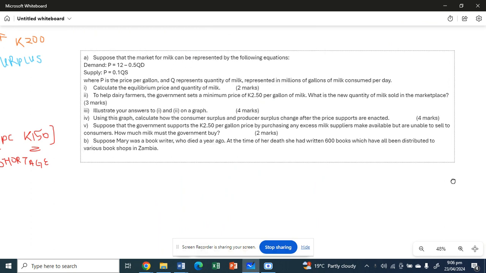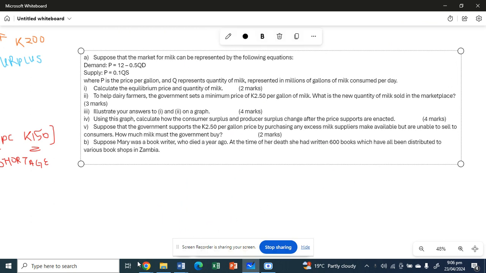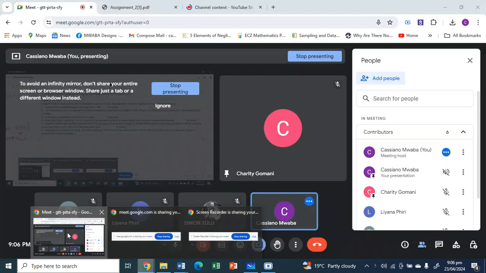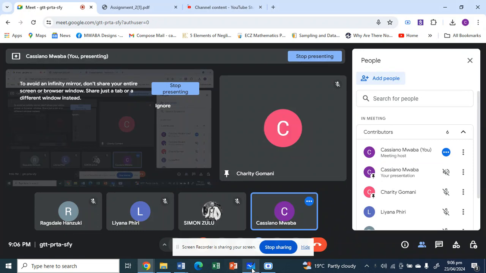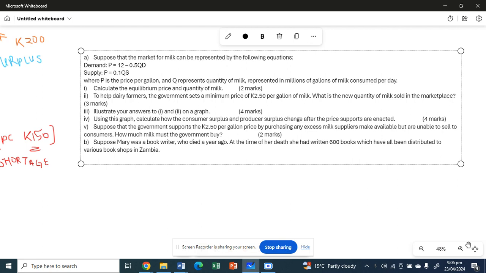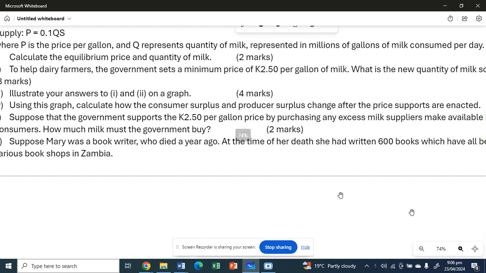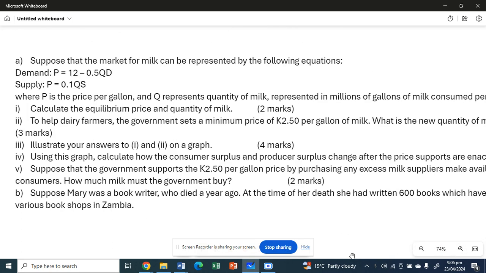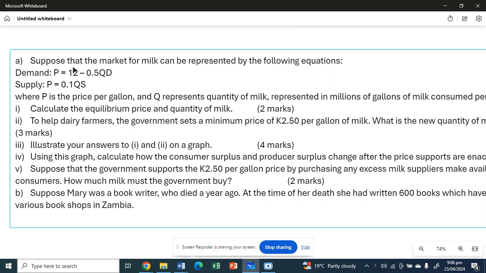Okay, we've got this question here. Suppose that the market for milk can be represented by the following equations.